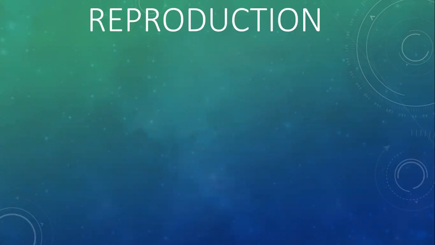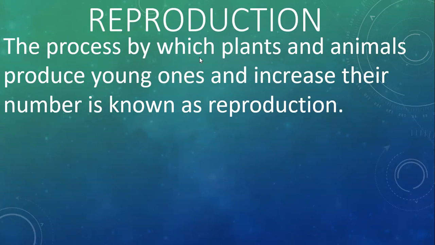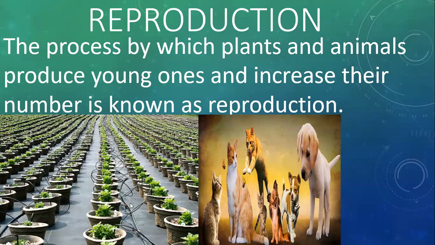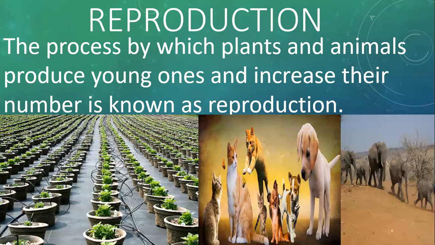What is the meaning of reproduction? The process by which plants and animals produce young ones and increase their number is known as reproduction. The plants increase their number through reproduction, and animals also reproduce and increase their numbers. This is reproduction.